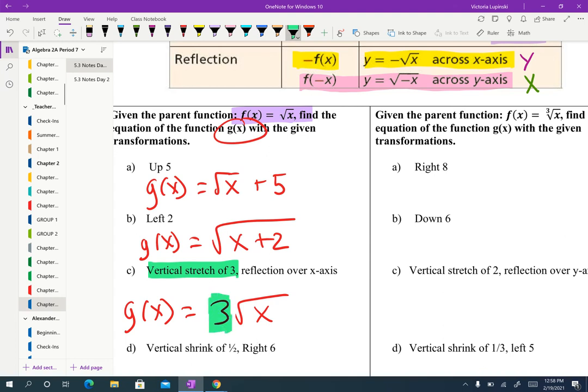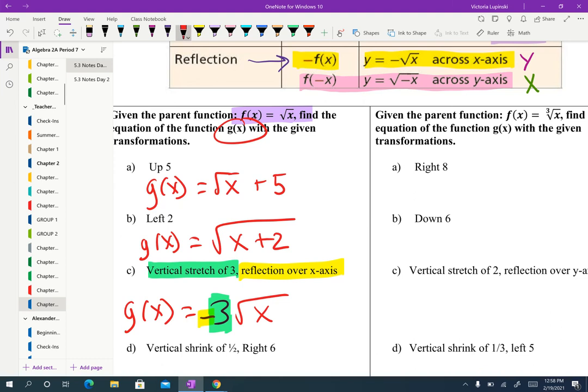Then after you do that, you want to reflect it over the x-axis. So reflecting something over the x-axis, if you forget how to do that, go back up here, locate that transformation. So over the x-axis means you're going to put a negative out front. So that's going to be a -3. So -3 times the square root of x takes care of both of those transformations.